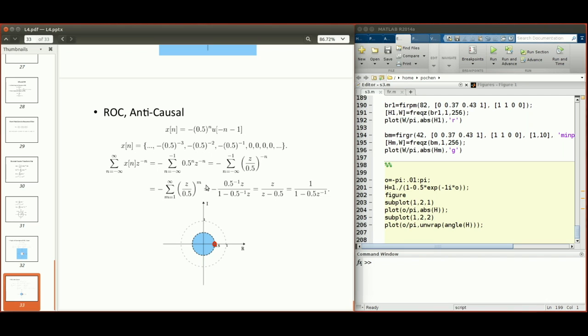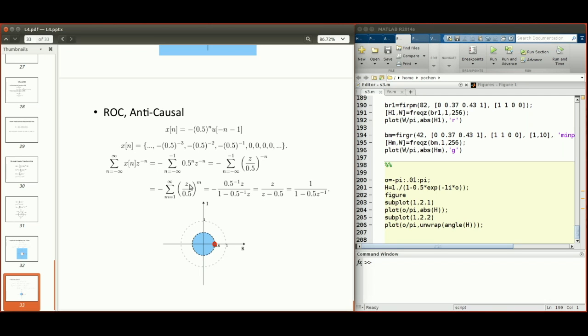So what's going to be the condition for this particular geometric series to converge? Again, the magnitude of z divided by 0.5 has to be smaller than 1, which means the magnitude of z must be smaller than 0.5. So for this geometric series, the region of convergence is inside this circle. This is the unit circle here, and that's the circle with a radius of 0.5. So the region of convergence is for the length of z to be smaller than 0.5. The region of convergence is the blue region now.